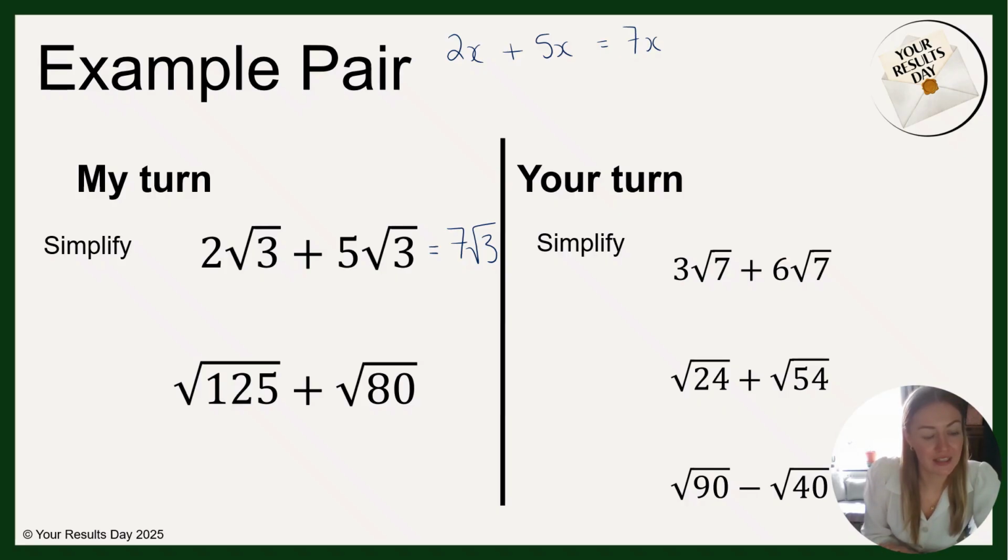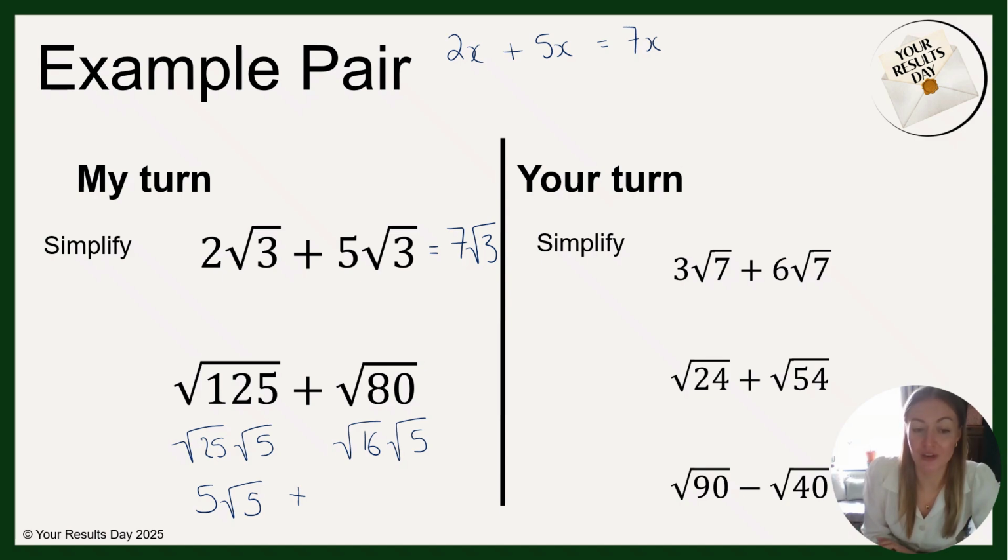We can simplify root 125 into root 25 times root 5, which simplifies to 5 root 5. And we can simplify root 80 into root 16 times root 5. And it's always a bit of a clue when you've done the first one. You know what root you're going to be looking for in the second one because it has to be the same, which simplifies to 4 root 5. Therefore, our answer, 5 lots of root 5 and 4 lots of root 5 would be 9 root 5.